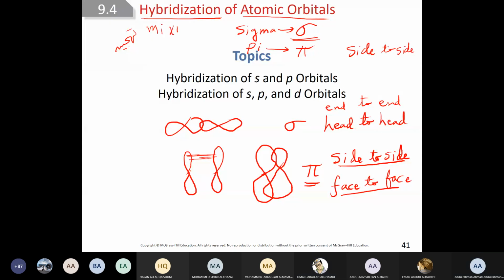In English, it is what? Mixing. This is the meaning of hybridization. I'll take the Arabic word away and put mixing. Hybridization is mixing. The other theory is called hybridization theory, which is part of atomic orbital theory.